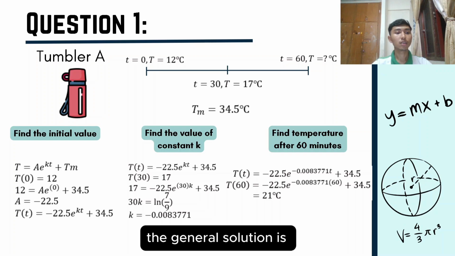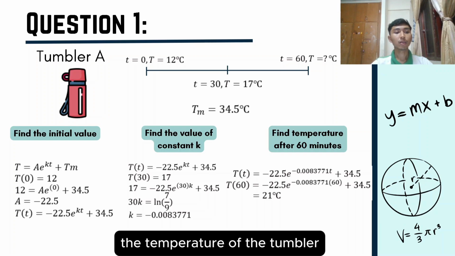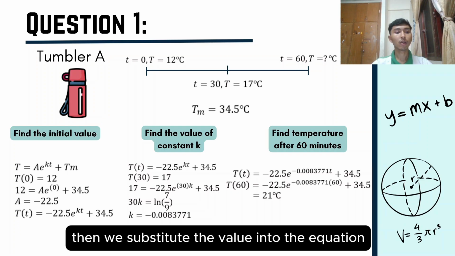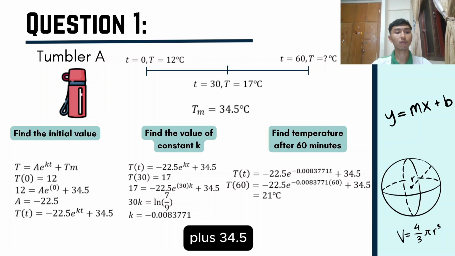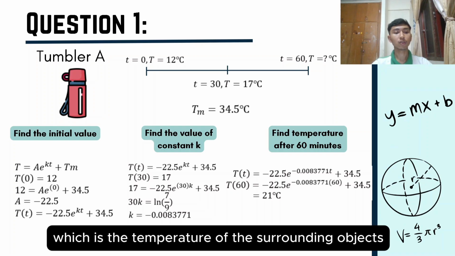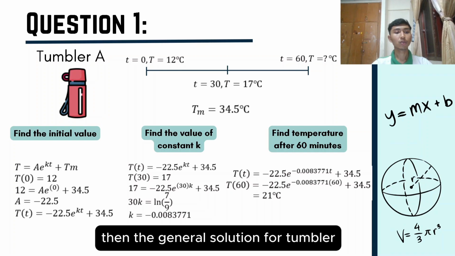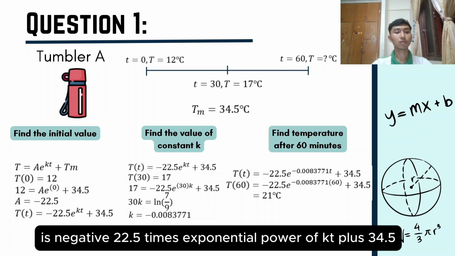So the first step, we have to find the initial value. The general solution is T equals A times e to the power of kt plus Tm. The temperature of the tumbler at time 0 minutes is equal to 12 degrees Celsius. Then we substitute the value into the equation and we get 12 equals A times e to the power of 0 plus 34.5. The value 34.5 is given in the question, which is the temperature of the surrounding objects. Then we get the value of A is equal to negative 22.5. Then the general solution for tumbler A is negative 22.5 times e to the power of kt plus 34.5.